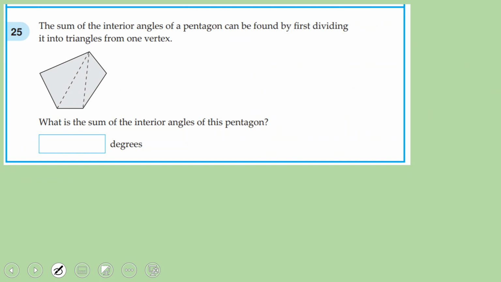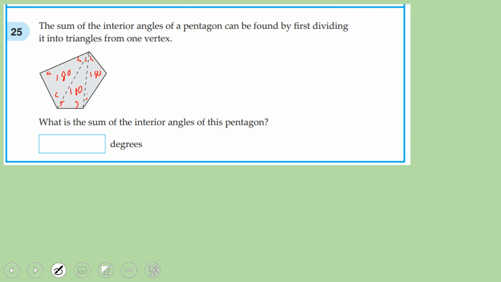Sum of interior angles of a pentagon can be found by first dividing it into triangles from one vertex. What's the sum of interior angles? We know that 3 angles of a triangle A, B, and C equals 180. And same for E, F, and G, it's 180. And H, I, J. Well, either way, they're all 180.